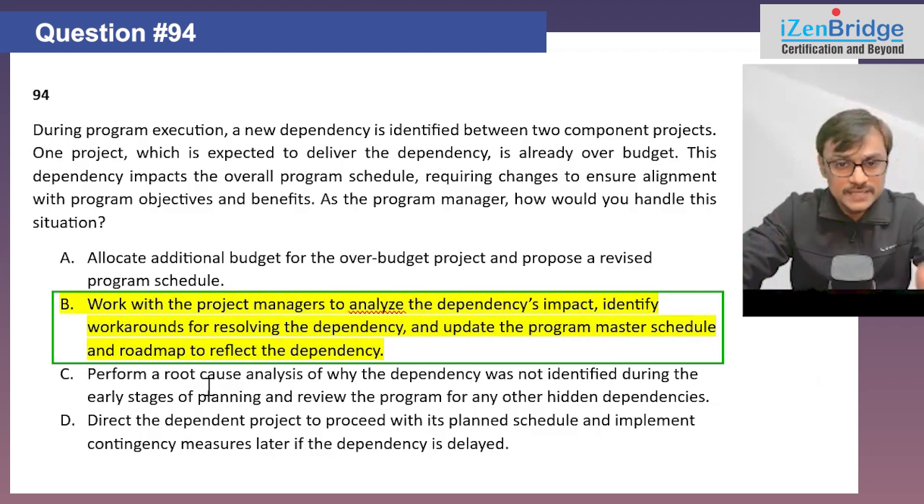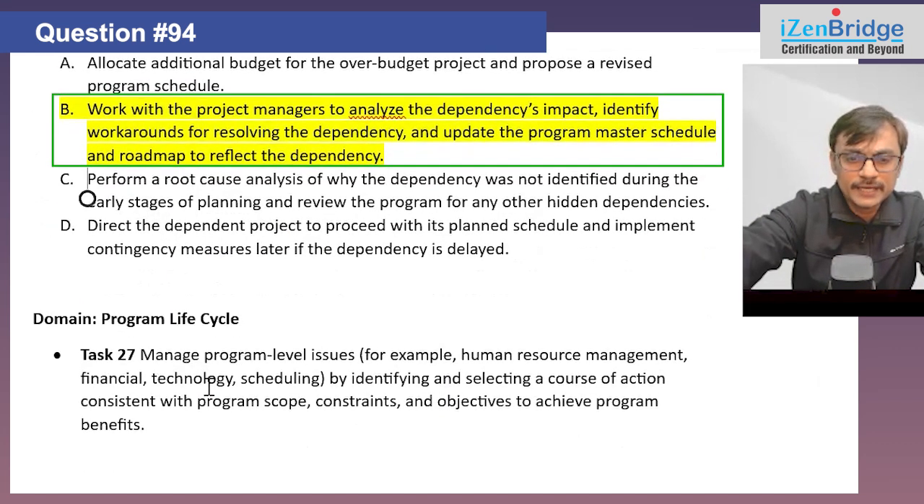So it is an undesirable event which has an impact. I need to find out corrective action. If there are some workarounds, I can take them. And once those are taken, I need to integrate that into the program management plan. So that's a generic approach I can take.